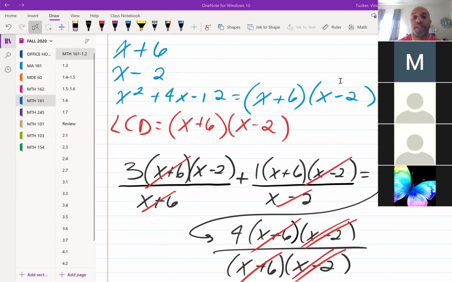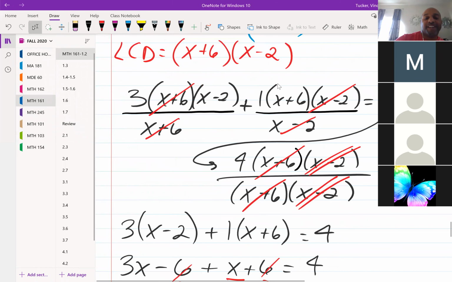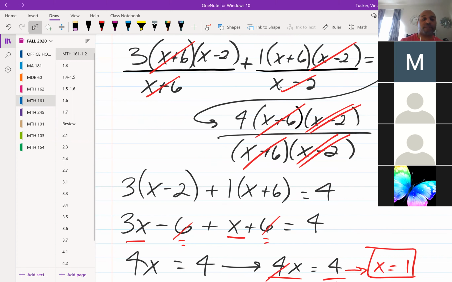All right. Okay. So it's okay. All right. Cool. So we canceled out everything. Before we go any further, everybody good? Everybody straight? Okay. All right. So we canceled out x plus 6. We canceled out x minus 2. Then we canceled out x plus 6 and x minus 2 in that last expression. That leaves us with 3 times x minus 2, 1 times x plus 6, and then 4 on the other side of the equal sign.